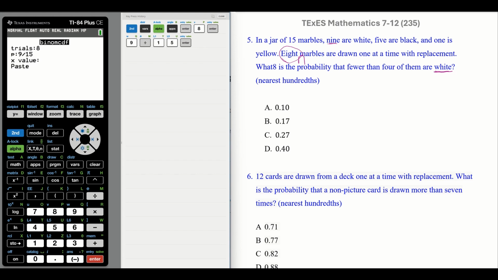Now, fewer than 4 of them. And that's why I used a CDF, the binomial CDF, because it isn't going to be exact. We're not talking about exactly one like in the last video, and we are not asking for the above. We're asking fewer than 4. That means we do not include 4. So, what's 4 minus 1? That is 3. Let's enter, enter, enter again. And that gives us, excellent, that gives us B. That is our option.